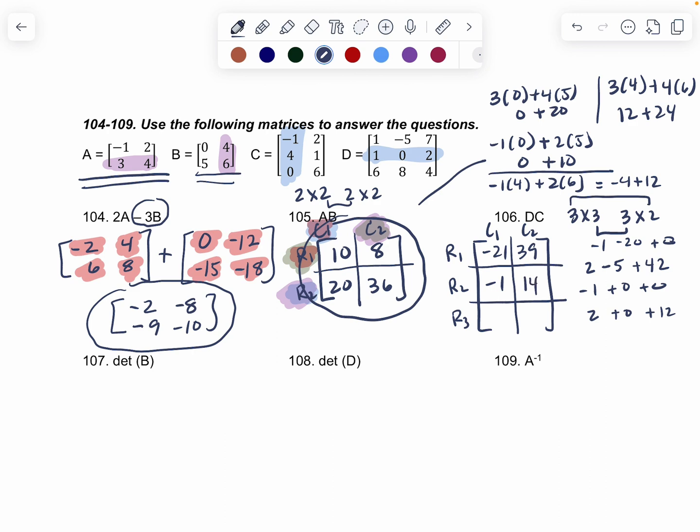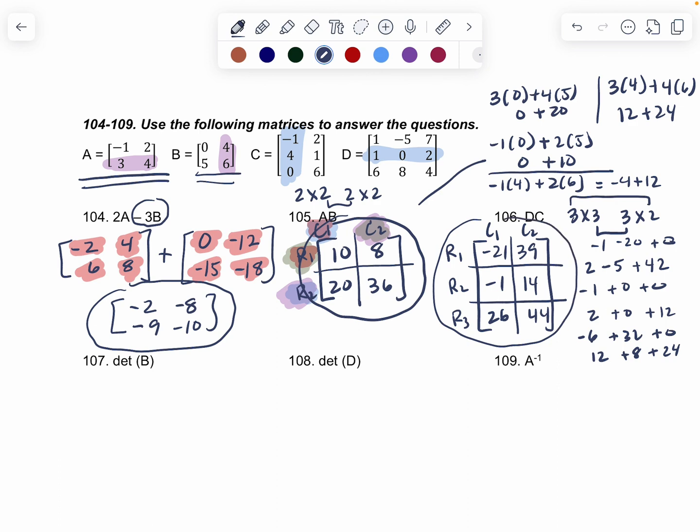Then for the next entry, you have row 3, column 1, so it's 6 times negative 1, which is negative 6, 8 times 4, which is 32, and 4 times 0, which is 0. So that's negative 6 plus 32, which is 26. And then for the last one, row 3, column 2, that's going to be 6 times 2, which is 12, 8 times 1, which is 8, and 4 times 6, which is 24. So that's 20 plus 24, which is 44. Okay?